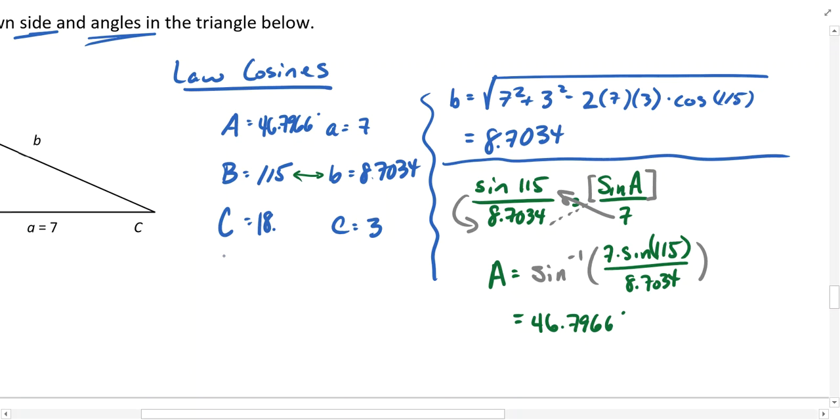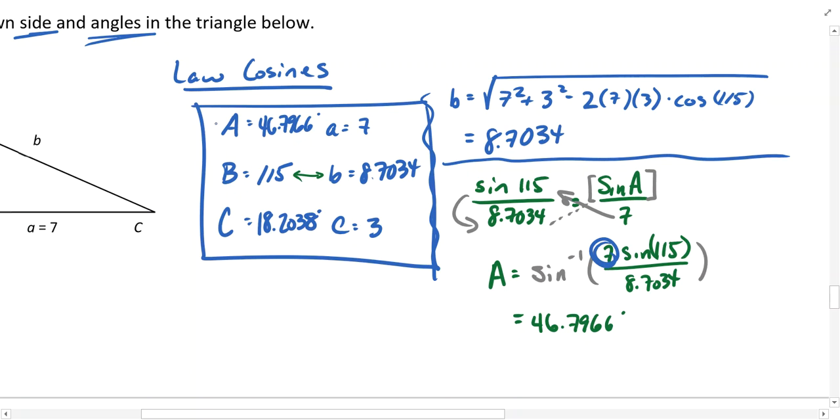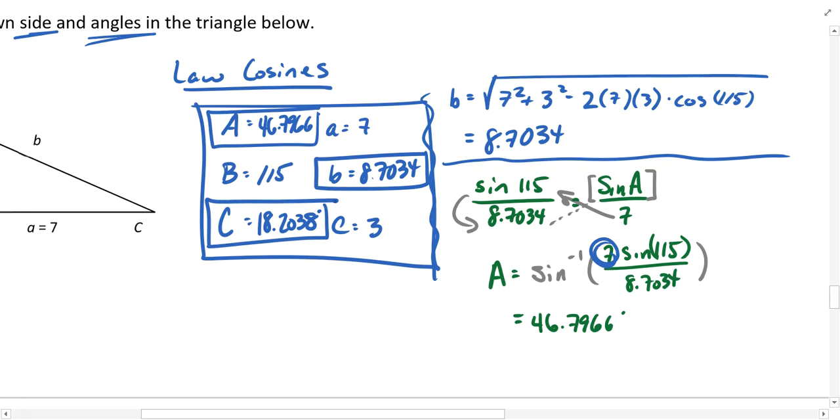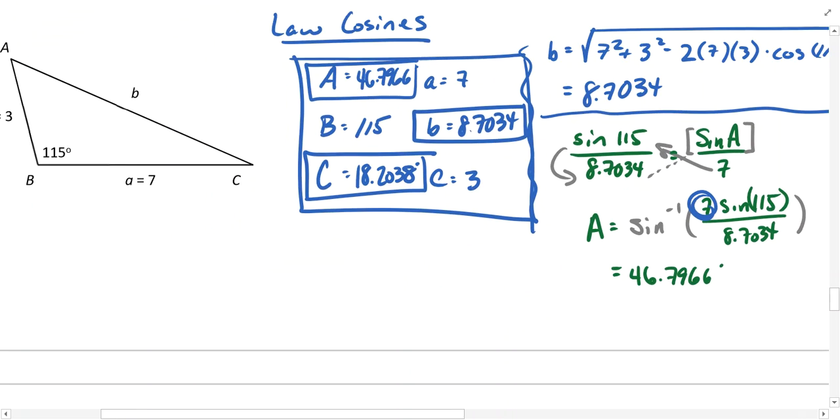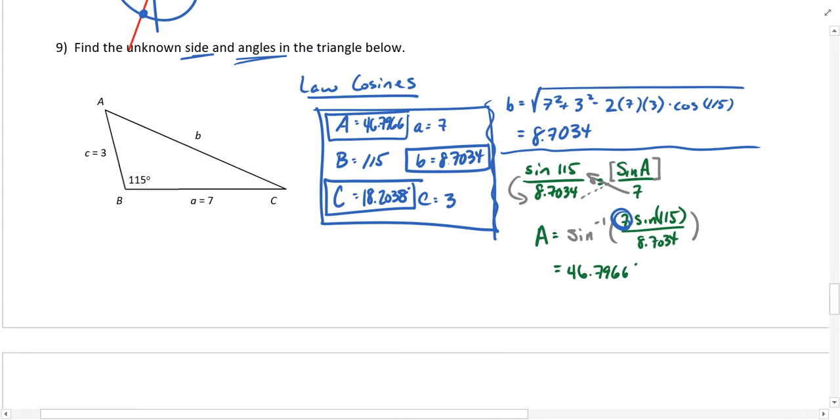Or we could also set up another form of the law of sines in order to isolate this as well. If we change the 7 to a 3, and recalculate, that'll also give us this final angle measure, 18.2038 degrees. So this problem is now complete. We were able to solve for all side lengths and angle measures. The 3 that were unknown are identified here, and 3 were known at the beginning and allowed us to solve using the law of cosines initially.